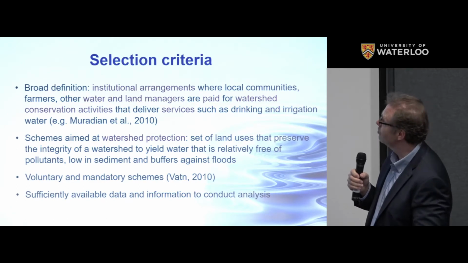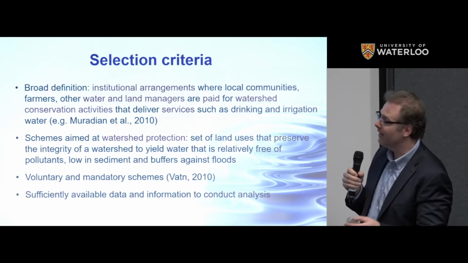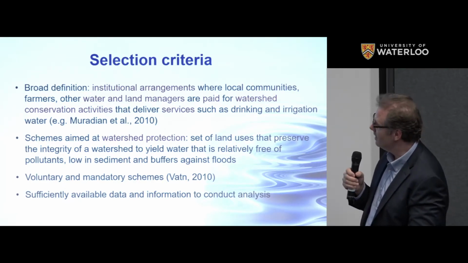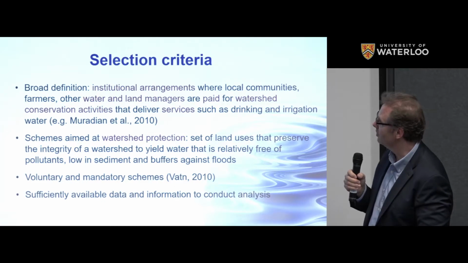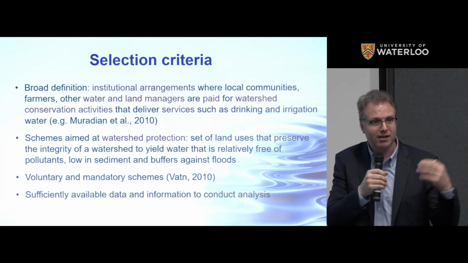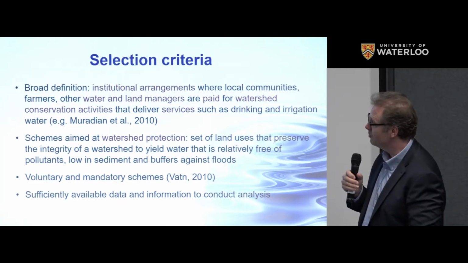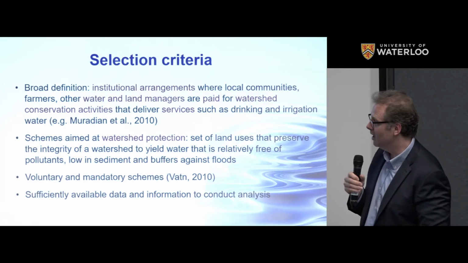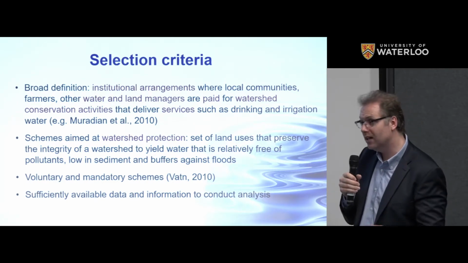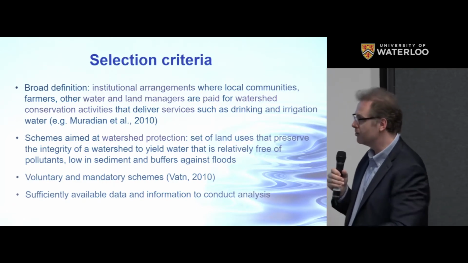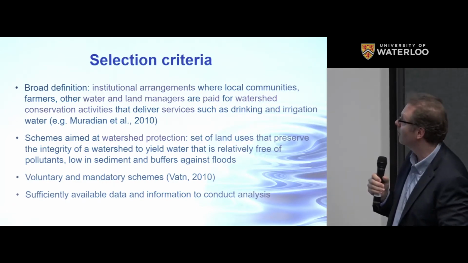We looked at institutional arrangements where typically water and land managers were paid for the provision of these water services. The schemes generally aimed at watershed protection, and you have to think about drinking water supply, irrigation, reduction of sediment loads, etc. A distinction was made between voluntary and mandatory schemes. So typically economic markets work on a voluntary basis, but there are also some mandatory schemes. One of the largest in China, for example, the sloping land scheme. There is not a lot of choice for farmers to participate or not.